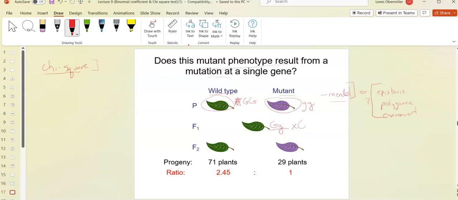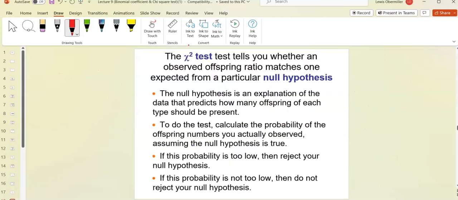And then if they selfed, we know that we would expect a 3-to-1 ratio, right? So let's say we counted these plants, and 71 of these plants were green and 29 of these plants were purple. Well, is this in line with what you expect? How do you know if this is following Mendel's rules or if it's following something else? And so to do that, we have to perform a chi-square analysis. So the chi-square test is basically telling you if what you observe is what you expect, right?